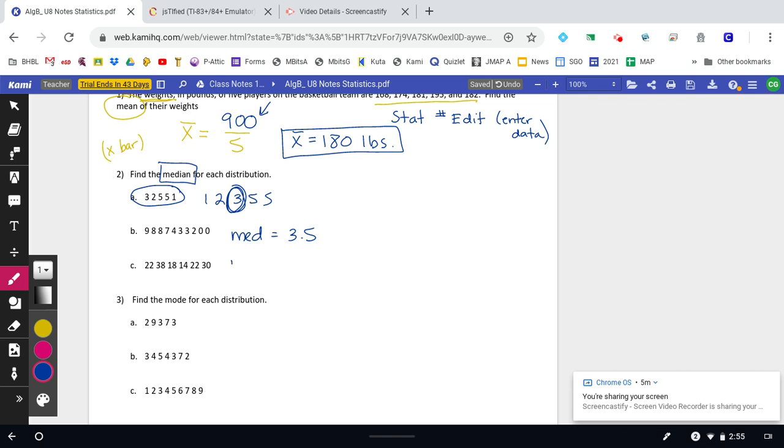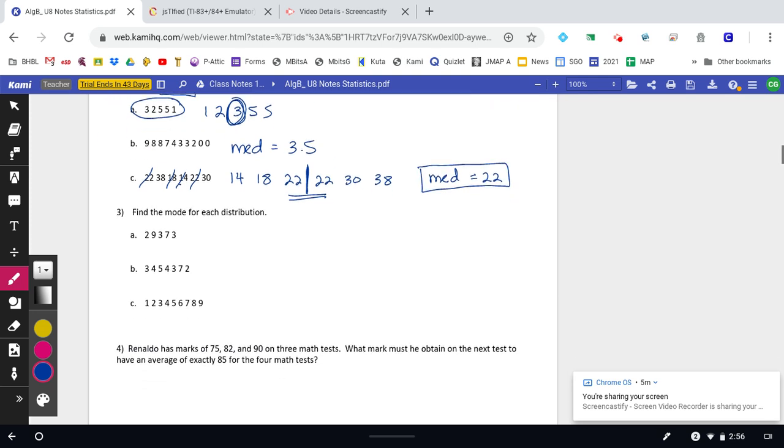All right, now again, you can choose whether or not you want to do this by hand or on the calculator. Maybe this one: 14, 18, 22, 22, 30, 38. Maybe it's faster for me to do that one. Now this time, notice the median is between these 22s. So the median is 22.